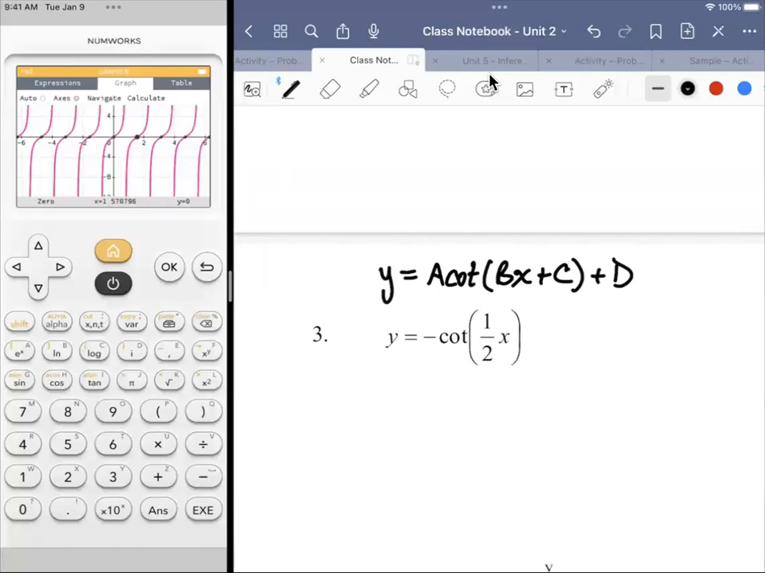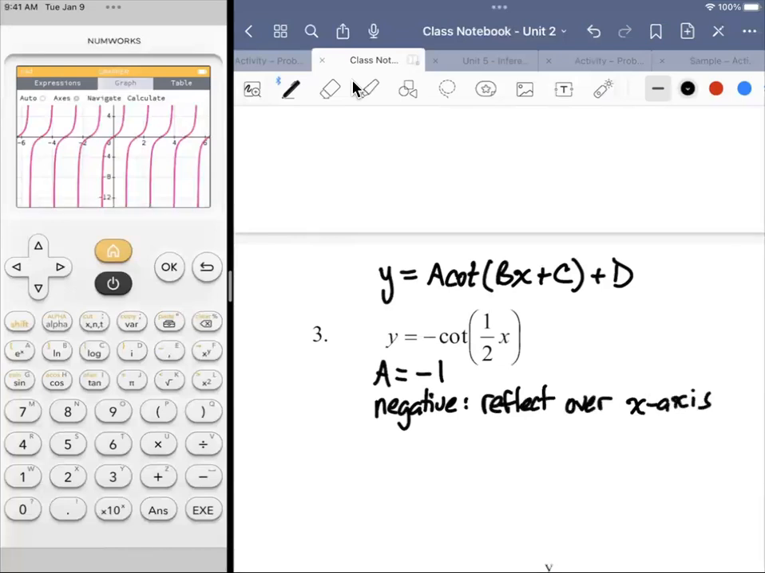The standard form is the same. It's just cotangent instead of cosine or sine, so there's some familiarity in that. All right, so the A value is -1. If the A value is negative, we're going to reflect over the x-axis.